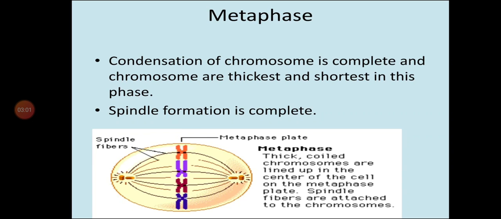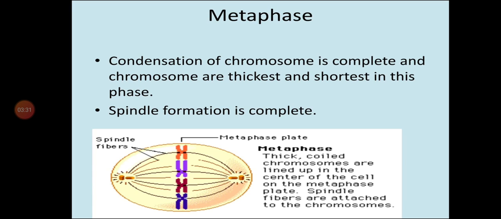You can see thick coiled chromosomes are lined up in the center of the cell at the metaphase plate. Spindle fibers are attached to the chromosomes. This is called the metaphase plate. The mitotic spindle is fully formed. The centromere of each chromosome divides into two, each being associated with a chromatid. From here the centromere will get divided.